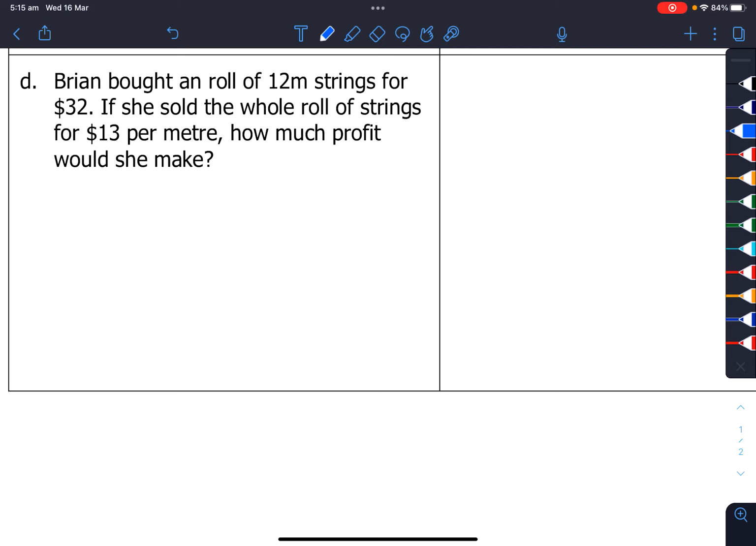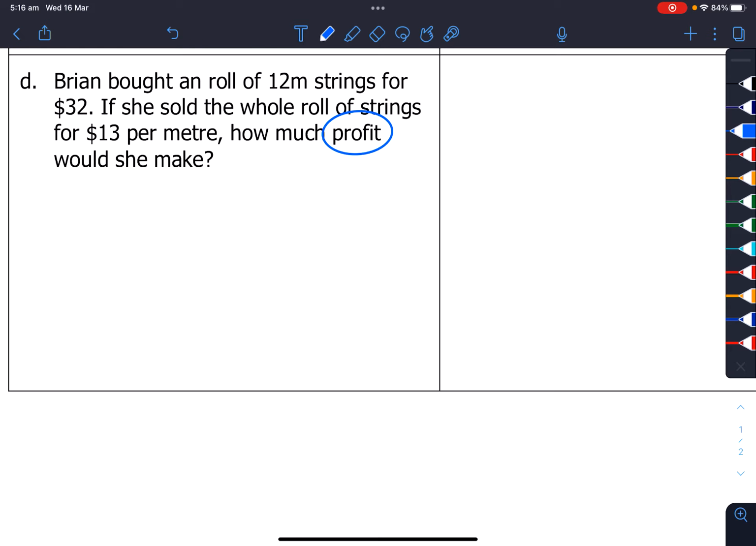D. Brian bought a roll of 12-meter strings for $32. If she sold the whole roll of strings for $13 per meter, how much profit would she make? Okay, be careful. First, we need to understand what's called profit.